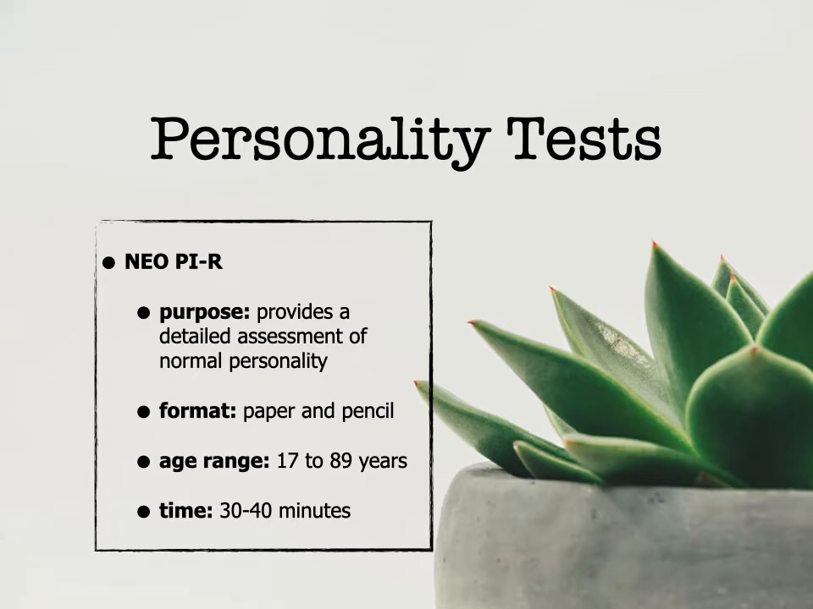The Neo-PI-R is a paper and pencil test. It is administered to clients from age 17 to 89 years old. So take note of the age range where you can use the Neo-PI-R. And this test usually takes around 30 to 40 minutes of administration time.